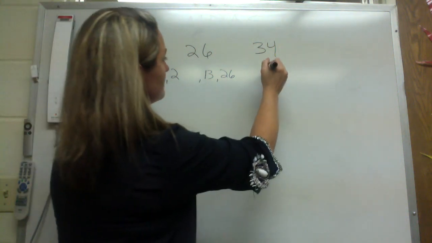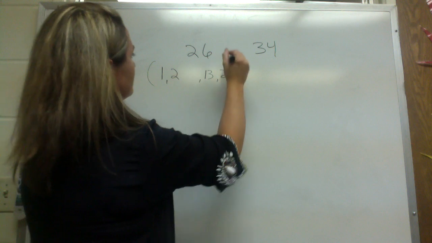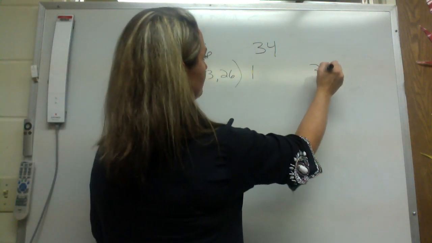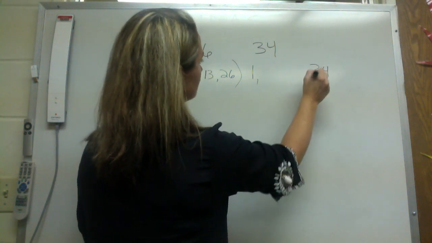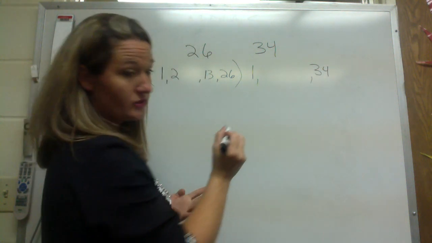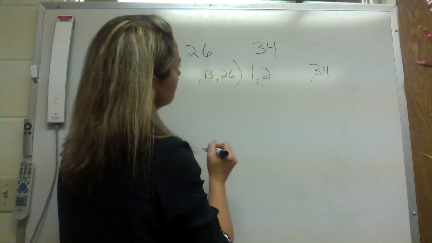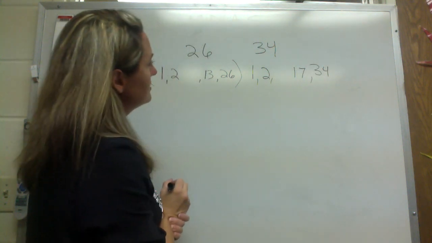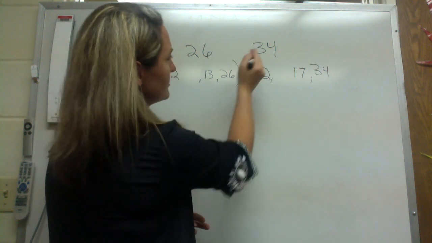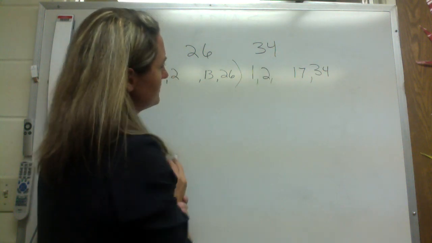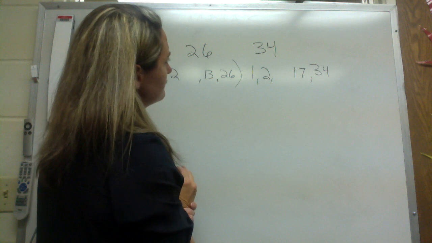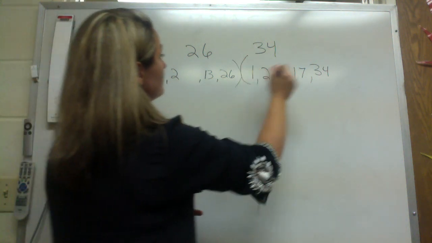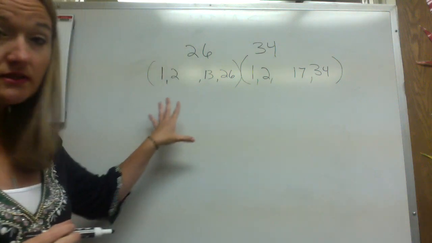Let's do the same thing for 34. I'm just going to put parentheses around that so we don't get them mixed up. So 1 and 34. Well, 34 is even, so we know it's 2. So 2 times what? 17. Let's see if there's any others. 3, well, 3 plus 4 is 7, no, not divisible by 3. 4, no. 5, no. 6, no. I'm just going to tell you, there's no more. So we've made the list of all the factors.